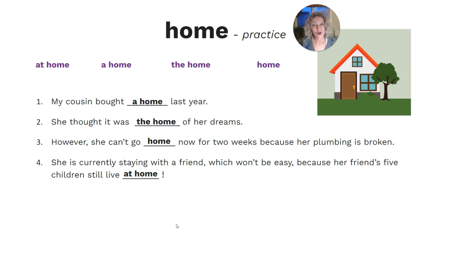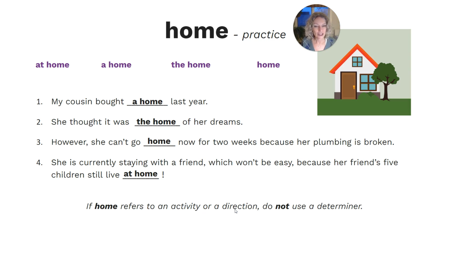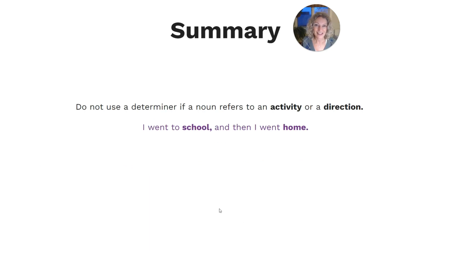So yeah, I know that's not easy stuff, but there are situations where you should not use an article, and this is the reasoning behind it. If home refers to an activity or a direction, do not use a determiner. So it's easy to summarize this lesson, but I know it's going to be a lot more difficult to apply it. But here's the summary. Do not use a determiner if a noun refers to an activity or a direction.